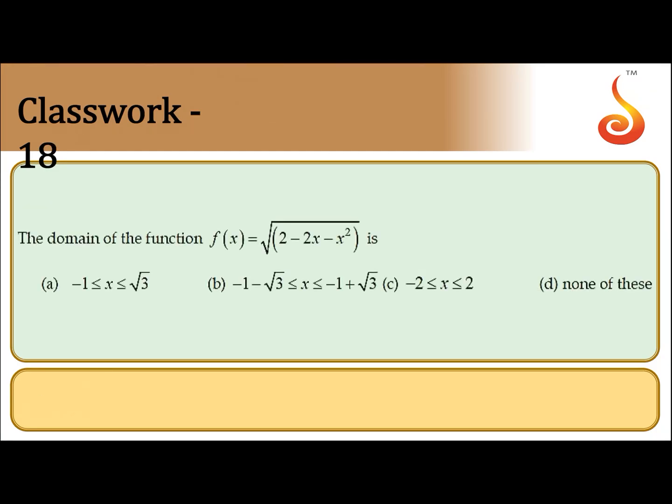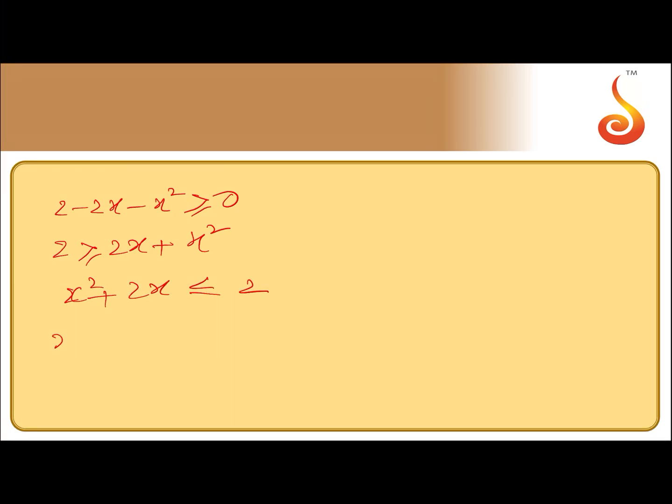Coming to the next one, the domain of the function. So what is the domain of this function here? Since the under root value must always be positive, I consider here 2 minus 2x minus x square. So 2 minus 2x minus x square should be greater than or equal to 0. So therefore, I would say that 2 is greater than or equal to 2x plus x square, and therefore x square plus 2x is less than or equal to 2.